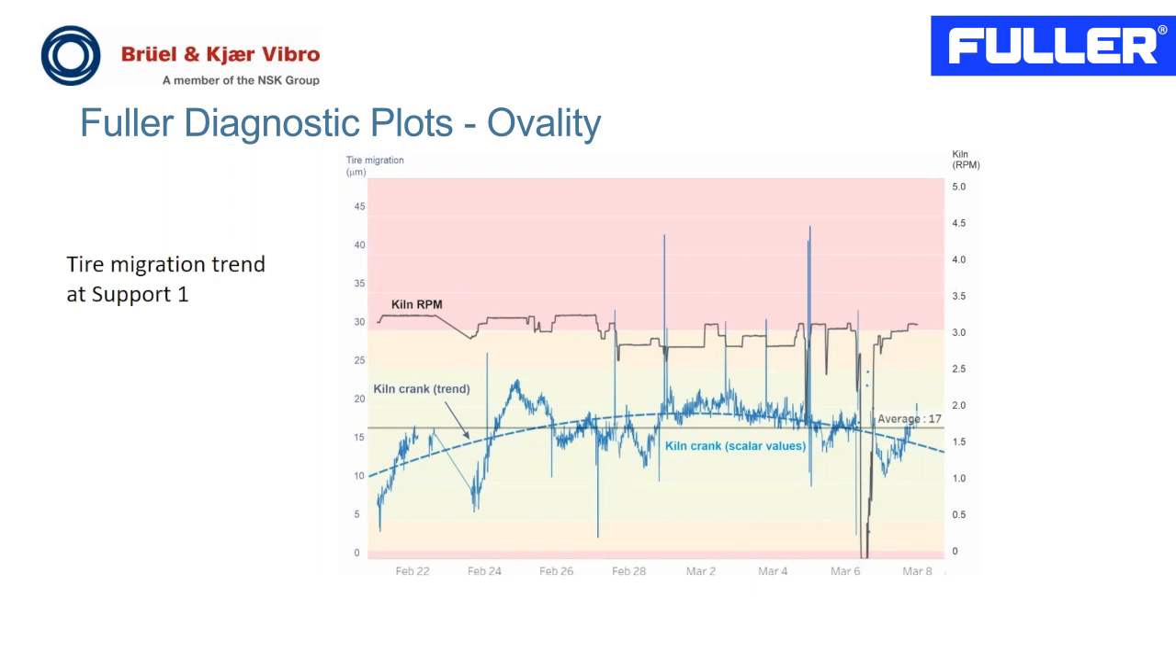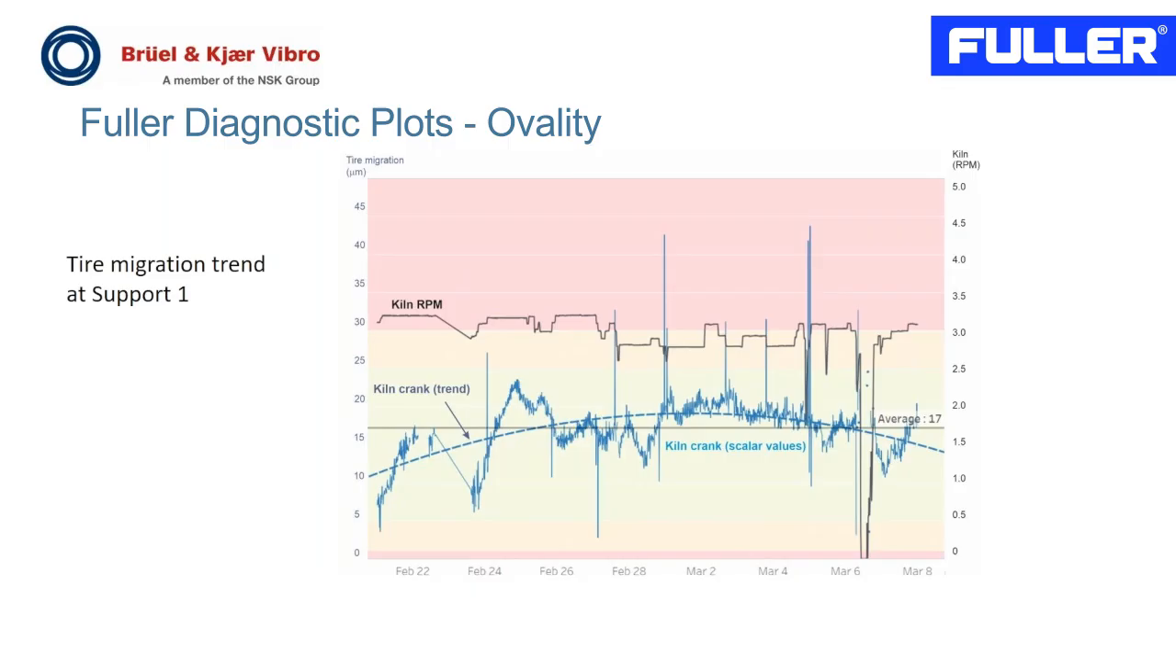If we evaluate the live ring migration scalar value here, then you see that it is fluctuating over time. Actually, we see a daily difference, which can be due to the thermal effects. It can even be due to the ambient temperature on site, which changes every day. What's also important is to see that there's a general pattern that the tire migration value is increasing, and this is most likely due to the thermal effects and due to the burning process inside the kiln.